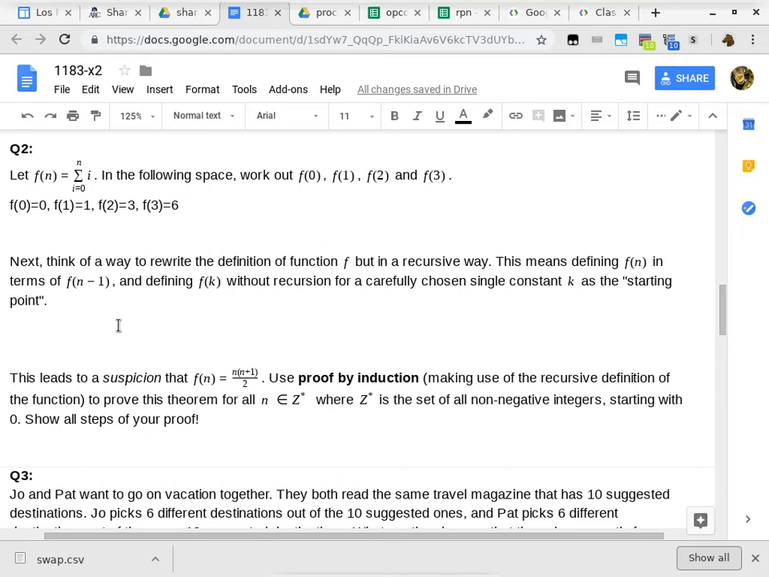In other words, you're looking for a relationship between f of 3 and f of 2, but that relationship also has to hold true between f of 2 and f of 1, and then f of 1 versus f of 0. So the answer to the second part is basically to say f of n is f of n minus 1 plus n. Okay?